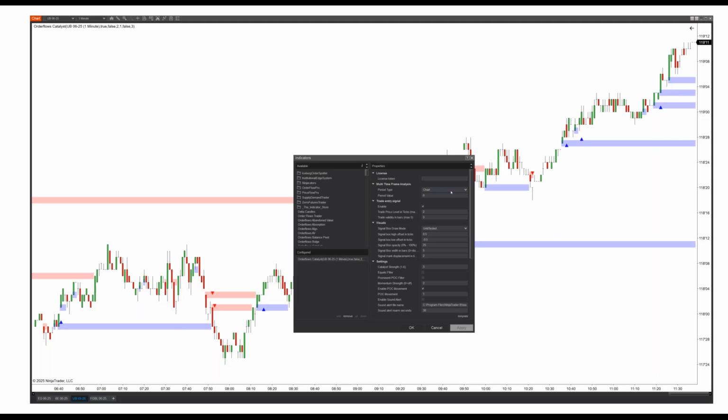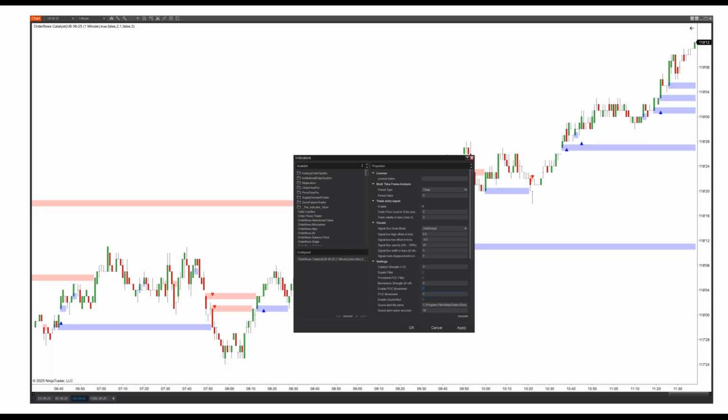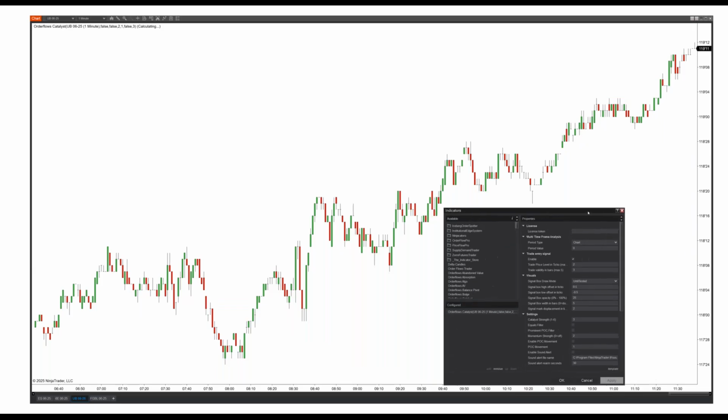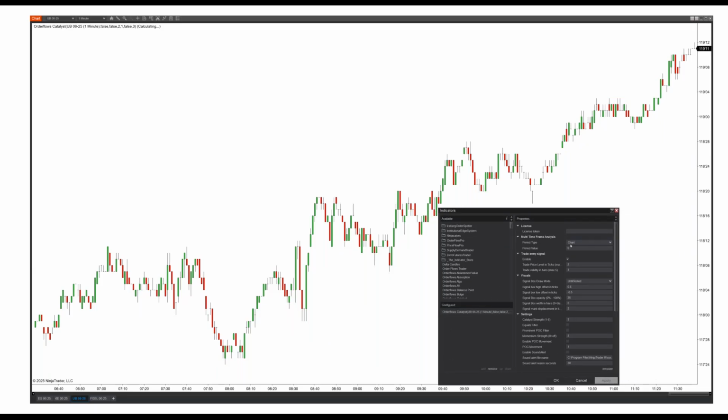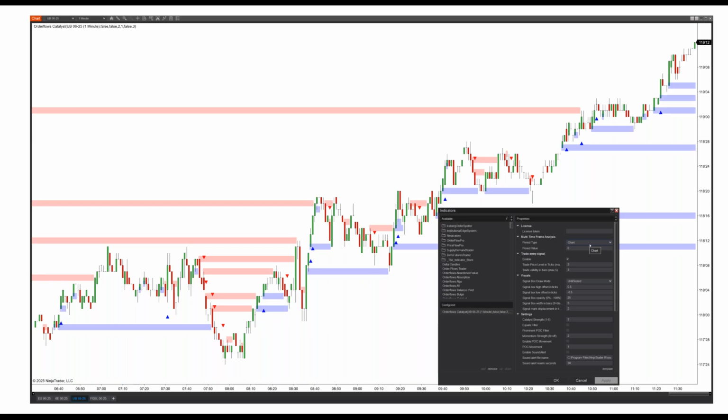Let me just talk here really quick about, so let me just turn this off, get back to the default settings. Okay, so here's the default settings. Now the multi-time frame analysis. Say you're looking at a 1-minute chart, but you want to use a slightly higher time frame, for example, 3-minute analysis on your 1-minute chart.